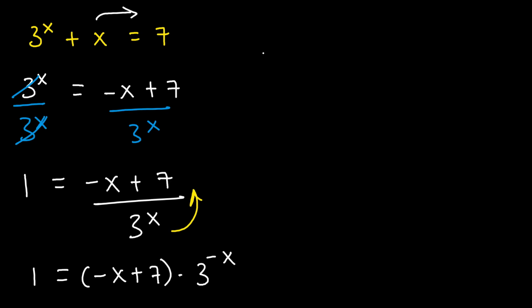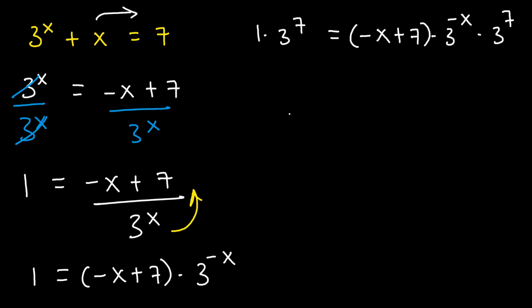And at this point, what we need to do is multiply both sides by 3 to the power of 7. So we shall have 1 times 3 to the power of 7 equaling negative x plus 7 times 3 to the power of negative x and then times 3 to the power of 7. Now whenever you multiply numbers of the same base, you add the exponents. So this will be 3 to the power of negative x plus 7.